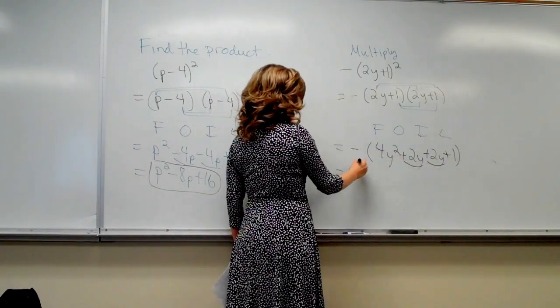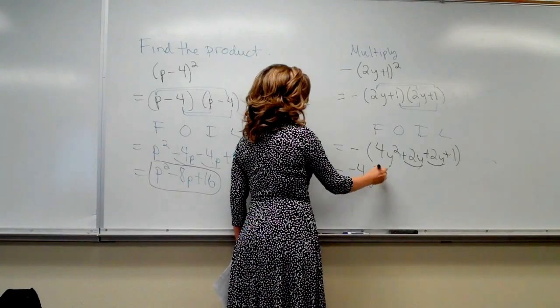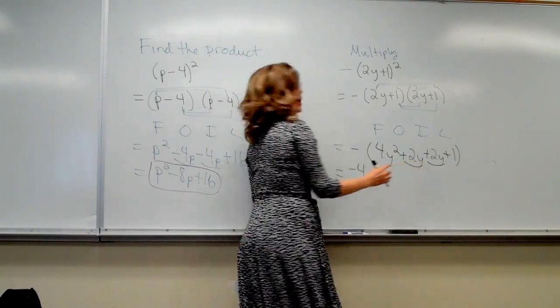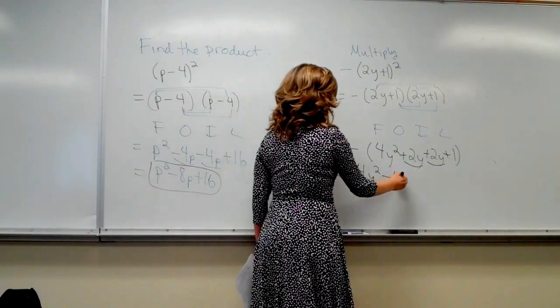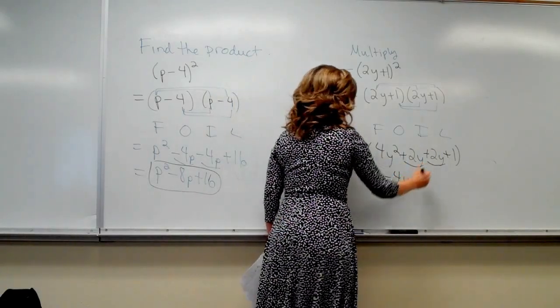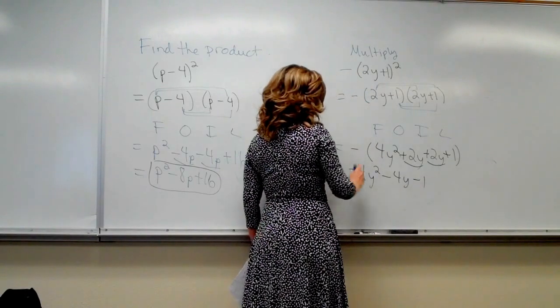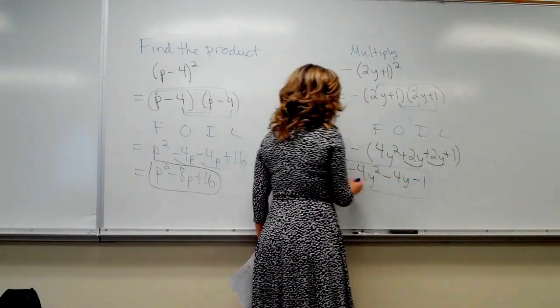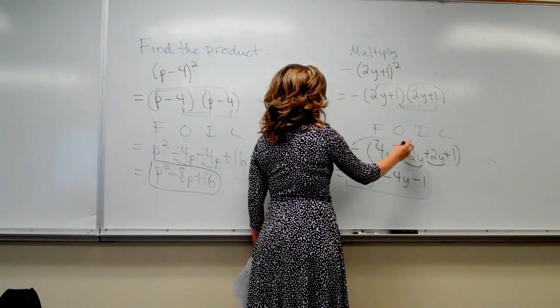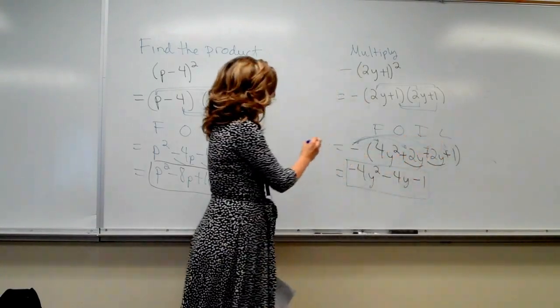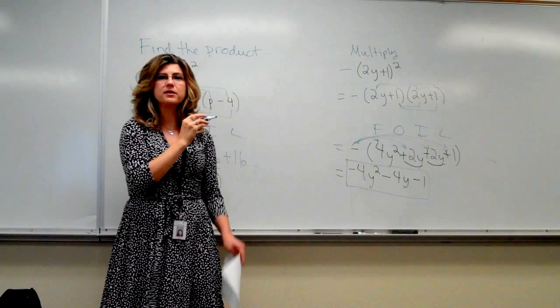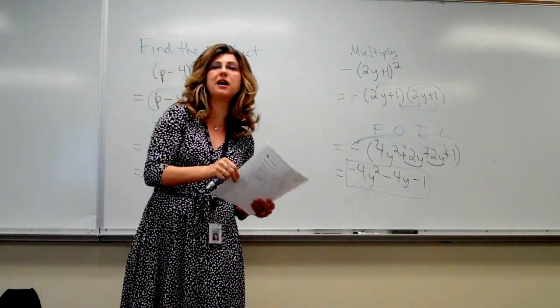So minus 4y squared is minus 4y squared. 2y plus 2y is 4y. The opposite of 4y is minus 4y. And then minus times 1 is minus 1. Notice that, and this is our answer. Notice that we multiplied the minus 1 times each of these terms. No matter how many terms there are, we always multiply that thing in front of the parentheses times each and every one of them without skipping any.